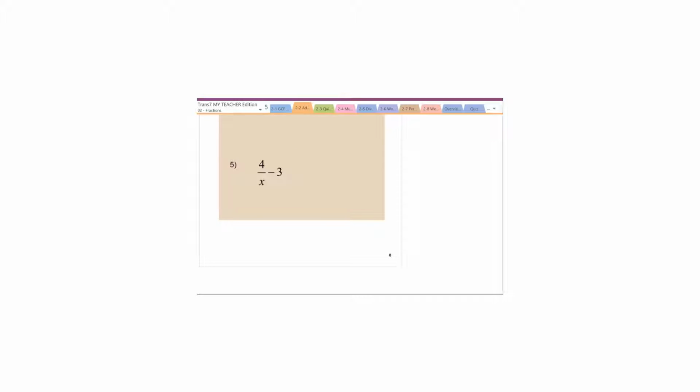In our next example, our denominator in one is x, so 4 over x, and the other number, the denominator is 1. I want to change my subtraction to addition. So here I have 4 over x plus negative 3 over 1. Our common denominator is going to be x because I can make 1 into an x, but I can't make x into a 1. So I'm going to multiply negative 3 times x over x. Remember, to get an equivalent fraction, you always multiply a number over itself.